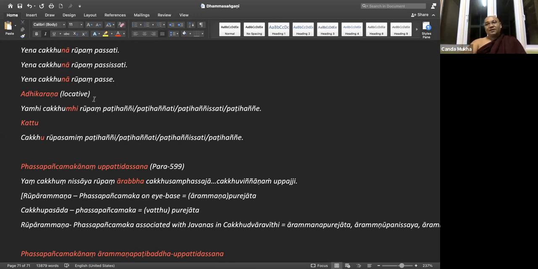And then the commentator wants to explain that you put your eye on the object, like that. You try to be closer to the object. In that sense also we can recognize there is eye sensitivity. So cakkhu rūpasmiṃ paṭihaññati, the eye sensitivity strikes in the visible object.